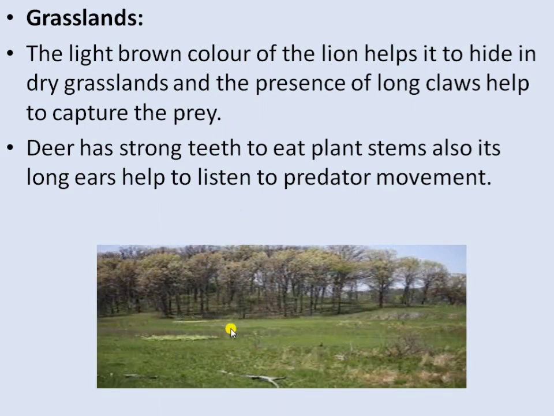In grassland, the plants have flexible stems to bear the effect of strong winds, and they have narrow and small leaves to reduce water loss.